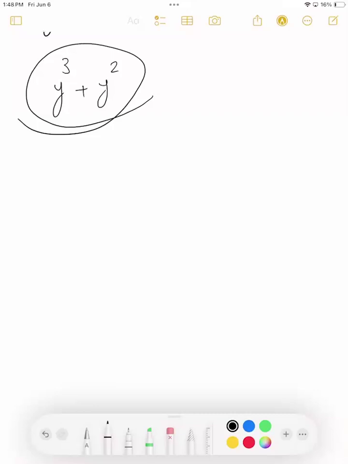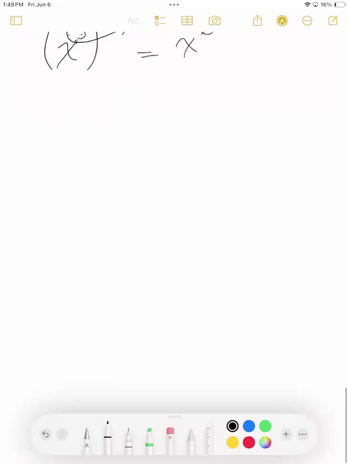And then there's another rule. That rule says if you have x to the power 3 to the power 2, then you multiply these two. You go 3 times 2 is 6. It's called the power rule. You have a power and then you have another power. You multiply these two powers.